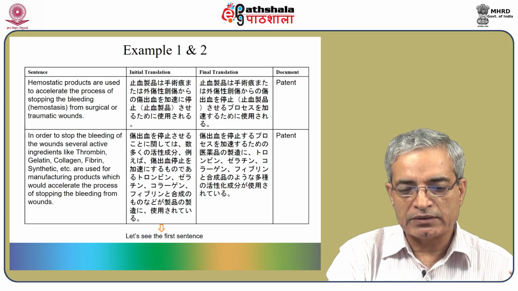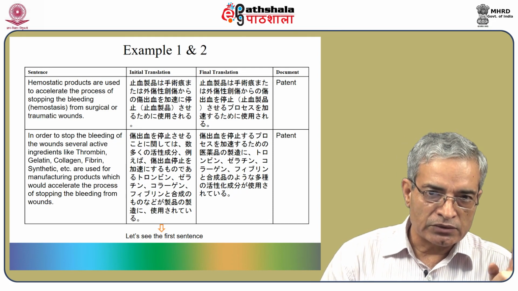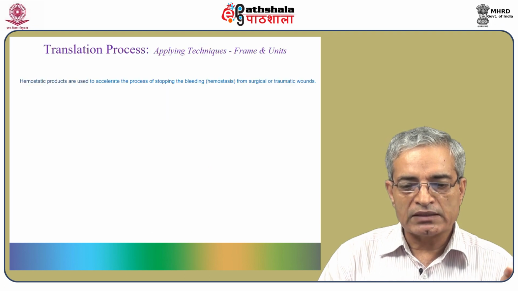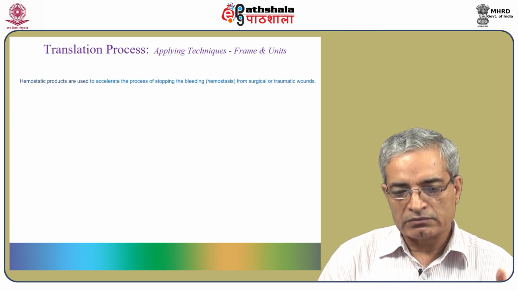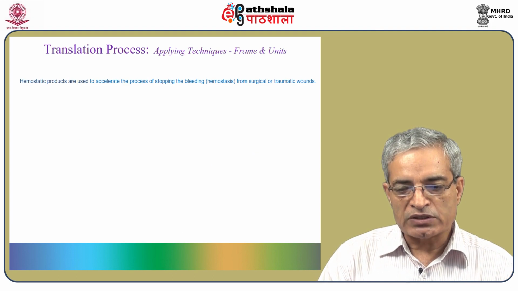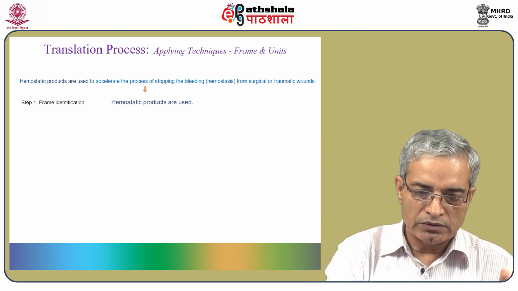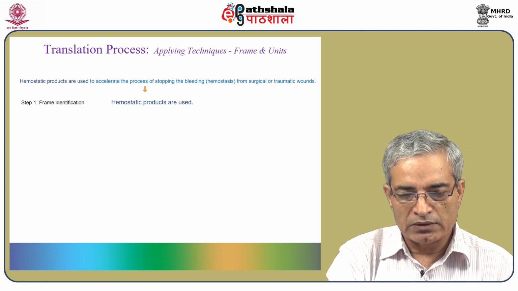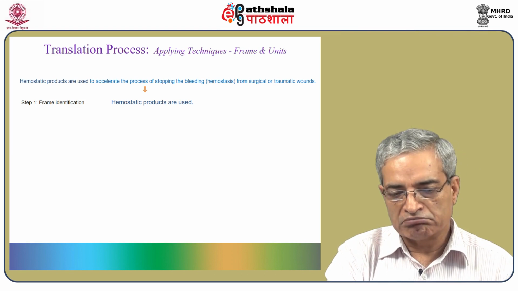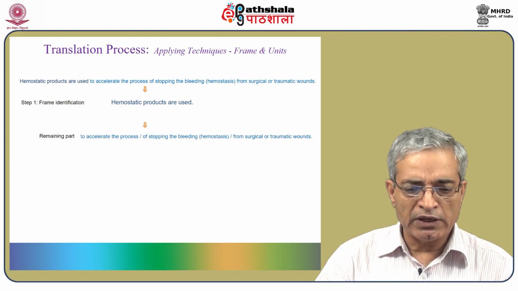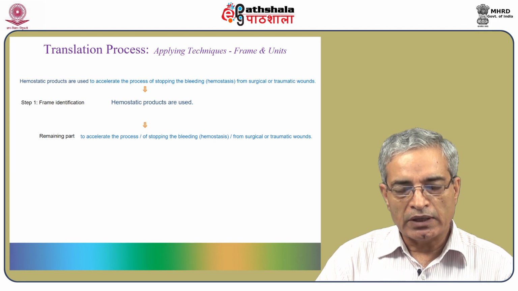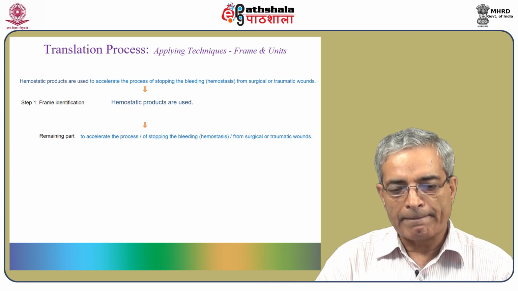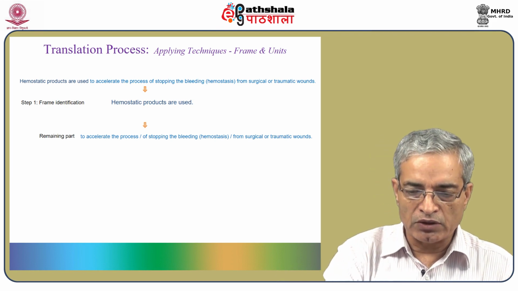These are coming from the patent, and the sentence is too small. Let me try to read it out. It's: hemostatic products are used to accelerate the process of stopping the bleeding, in other words the hemostasis, from surgical or traumatic wounds. Now you can see there are two colors used here. Hemostatic products are used as the main, you can call it the macro, and the remaining part is to accelerate the process. And this, if you see carefully, can be divided into three: to accelerate the process of stopping the bleeding from surgical or traumatic wounds.